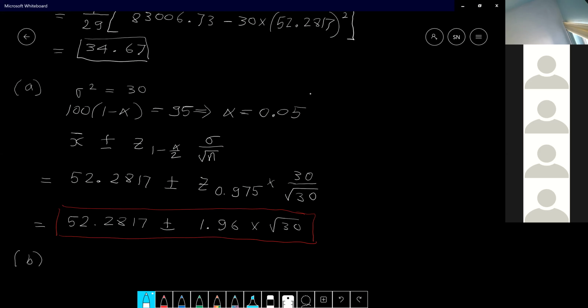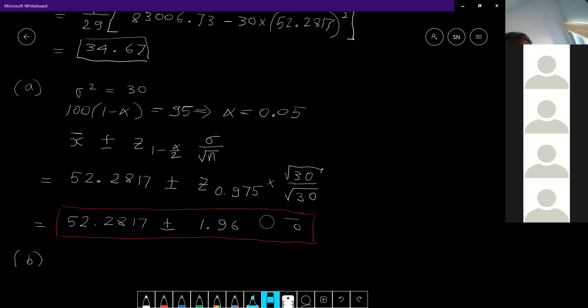Oh yeah, sorry, I think you're right. Yes, sigma is the root of 30, so it should be the square root of 30 here. So both of them will cancel, and this will be just this. This is the answer. Thank you for correcting me.